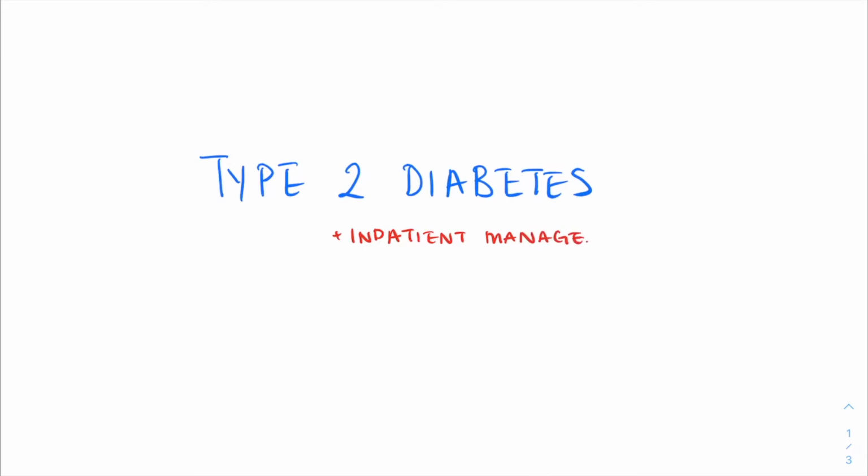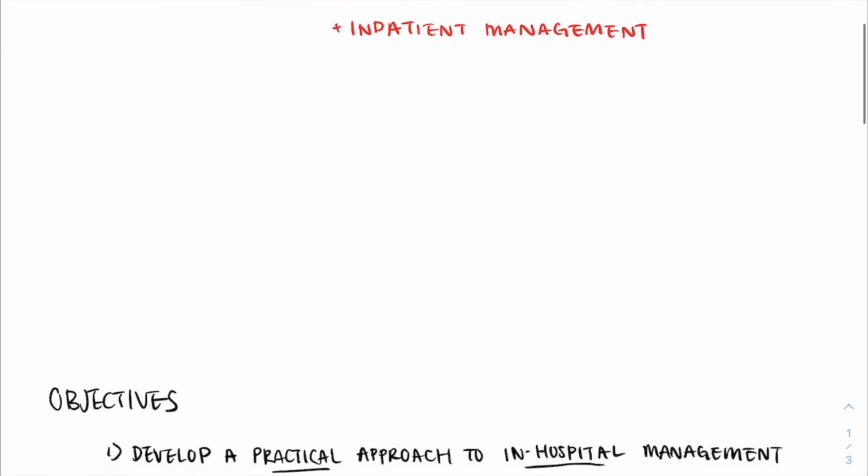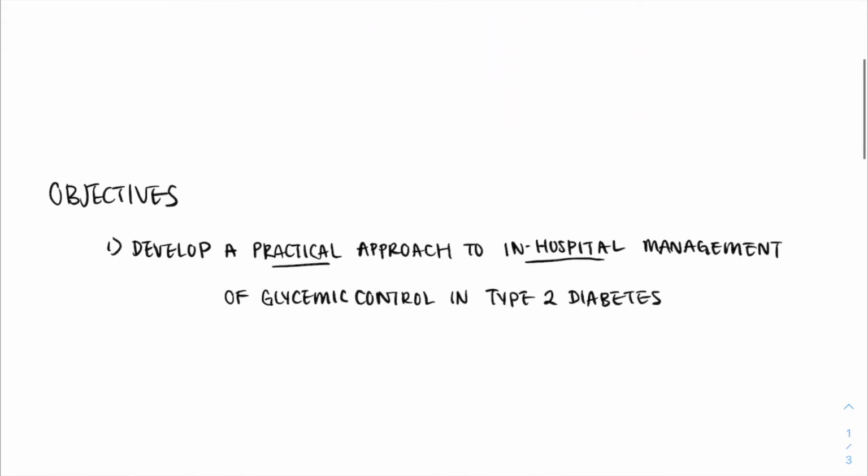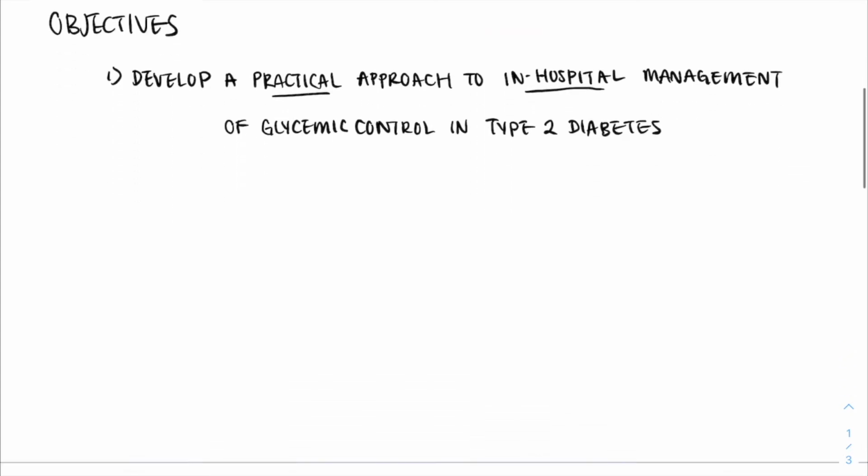Diabetes is a very common presentation in hospital, but for the purposes of today's talk, we will focus specifically on type 2 diabetes. And this is a critical differentiation to make because a type 1 diabetic is typically much more tenuous and you would have to be very vigilant of hyperglycemia and the risk of DKA. For the objectives of today's talk, we're going to develop a pragmatic or practical approach to the inpatient or in-hospital management of glycemic control in a type 2 diabetic patient.